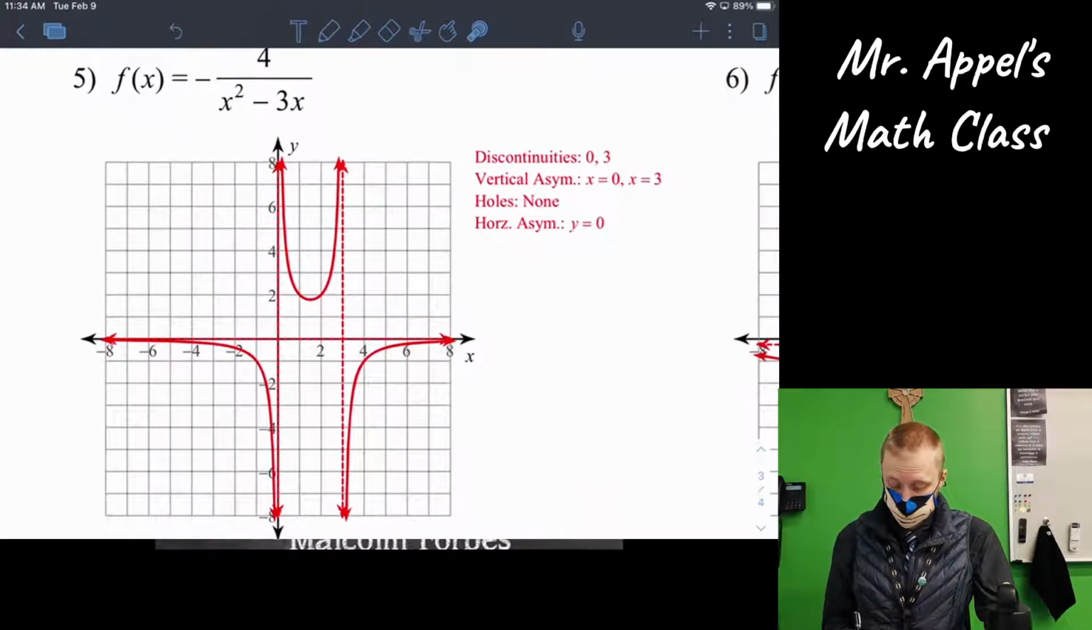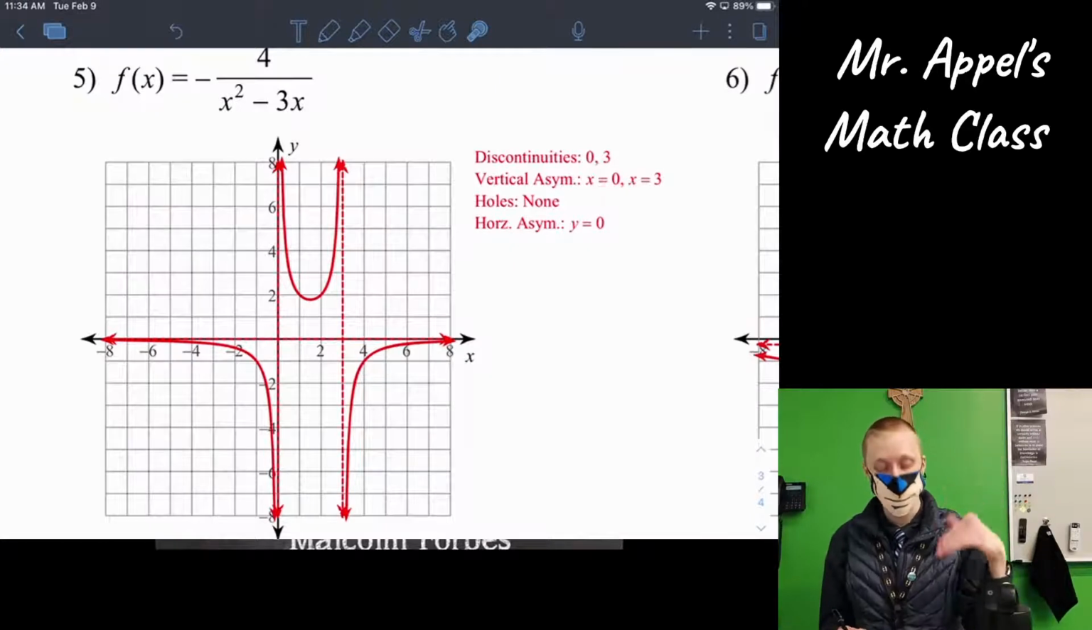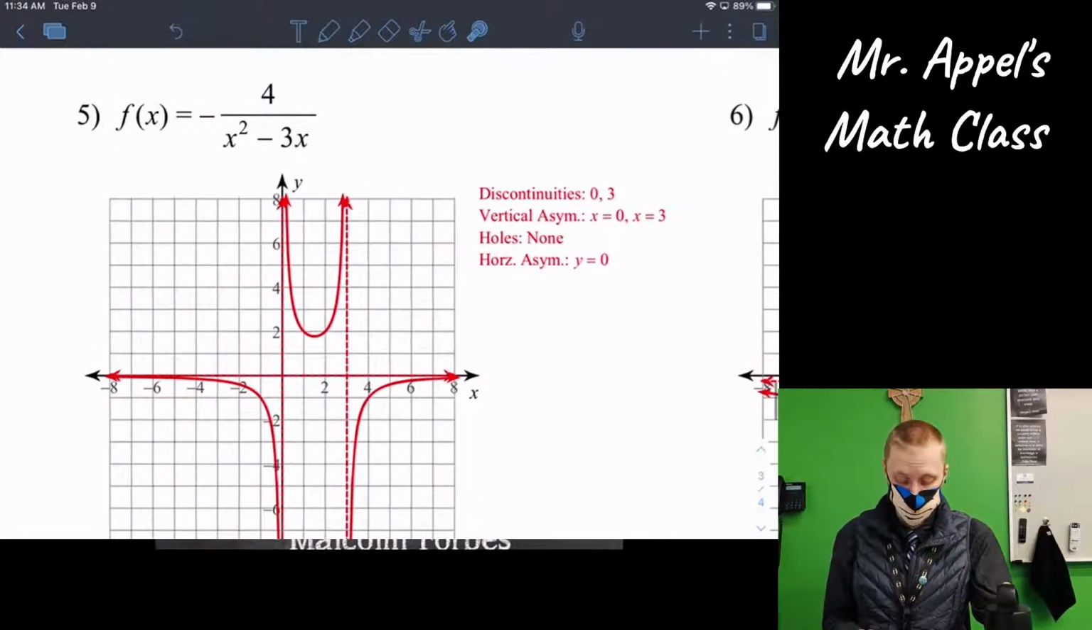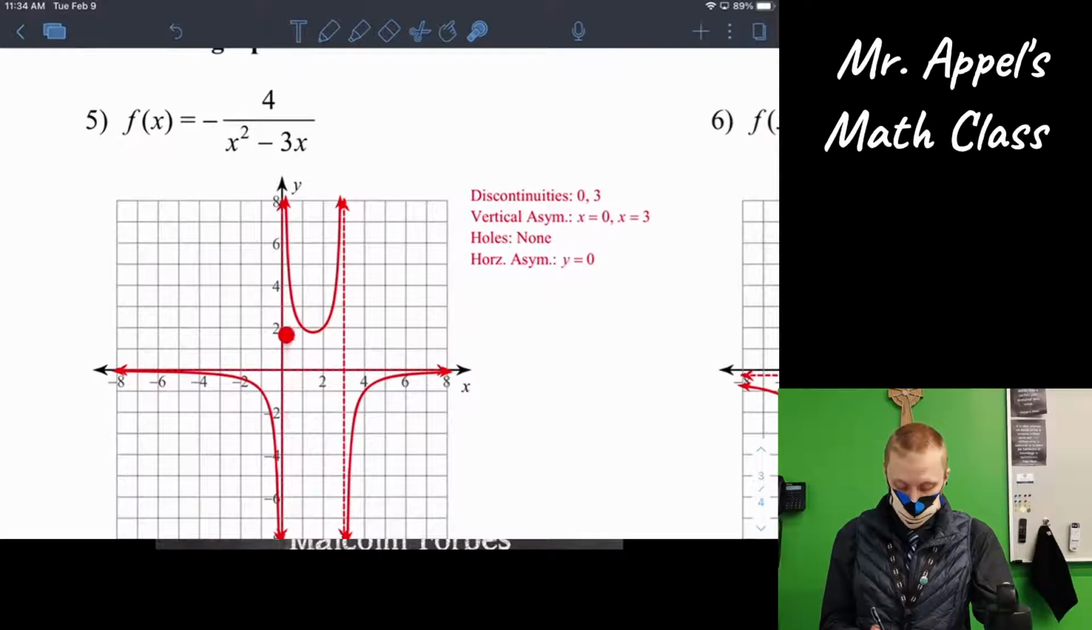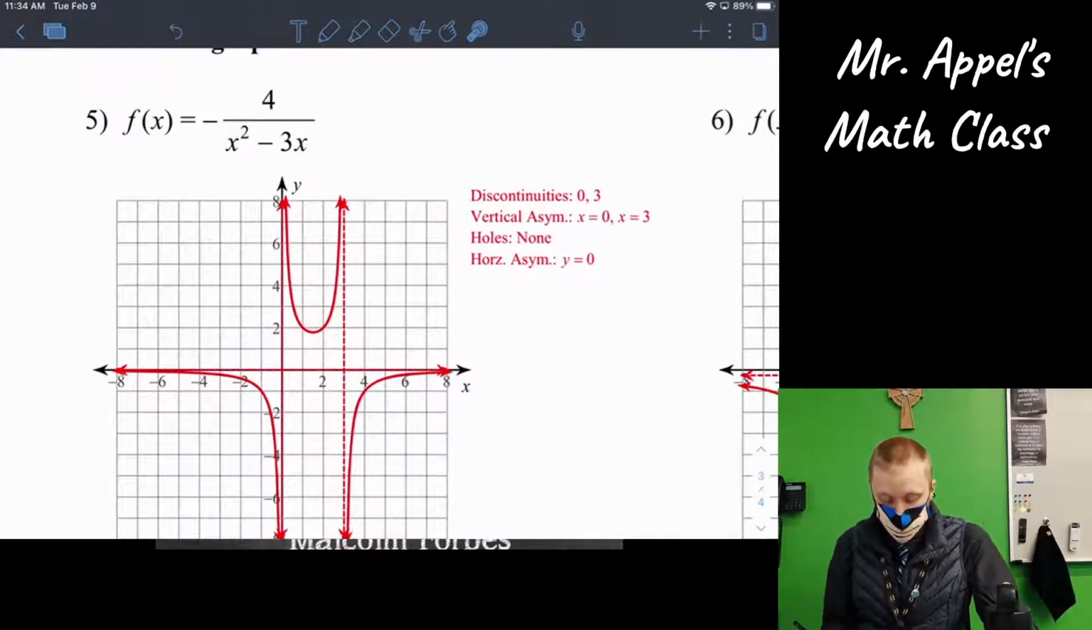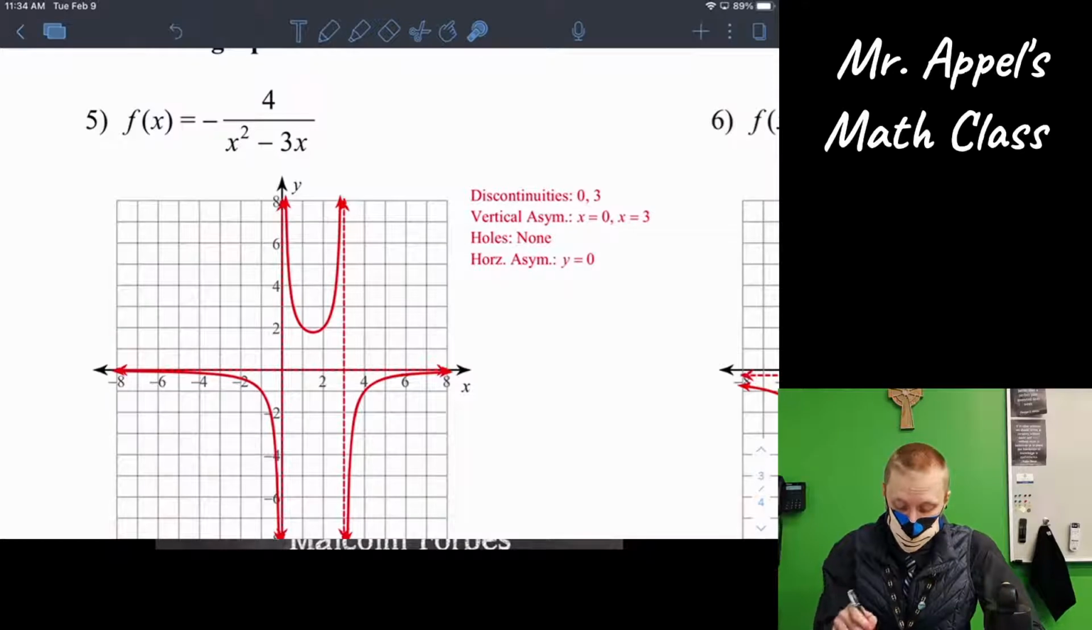So again, finding those holes and asymptotes is the first step. Where can the function not equal, right? What values am I not allowed? And that would be 0 and positive 3 would cause the denominator to be equal to 0. I have no zeros, right? No value of x will cause the whole function to equal 0. So we have no crossing of the actual x-axis at any point. No holes to worry about, thank goodness.